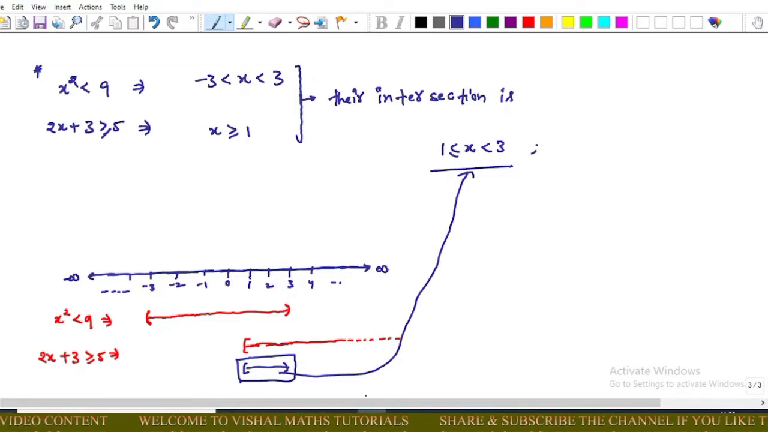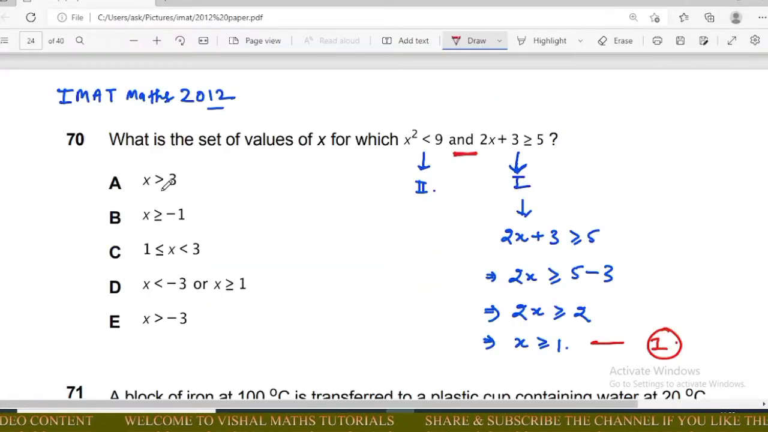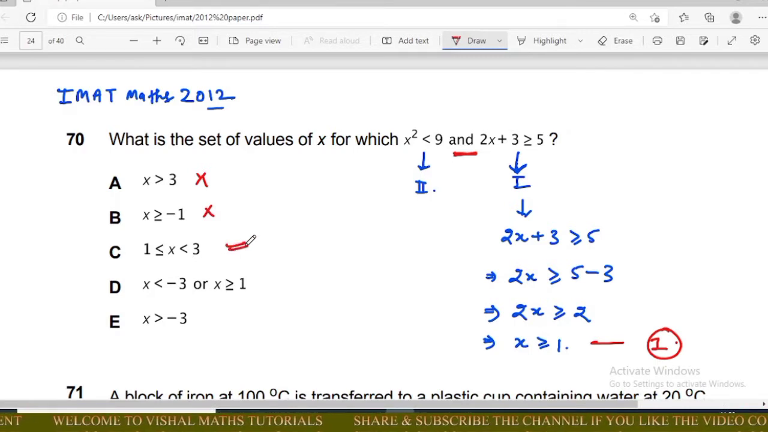Now come to the options. First is incorrect, second is incorrect, and this one exactly matches our solution. This is correct, and this is incorrect, and this is incorrect. That is, option C is correct.